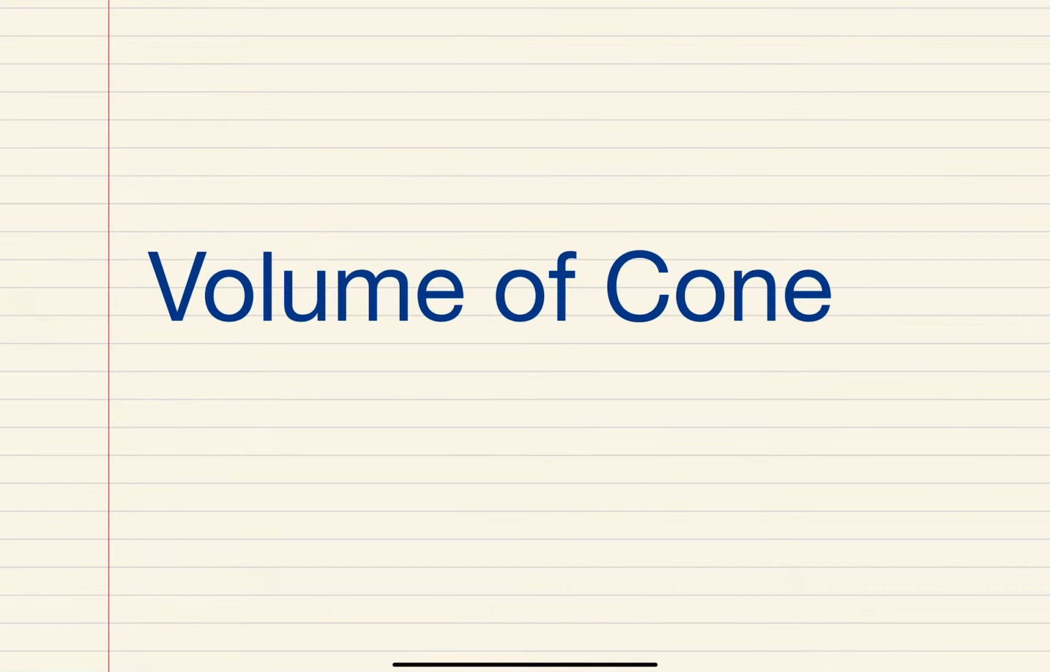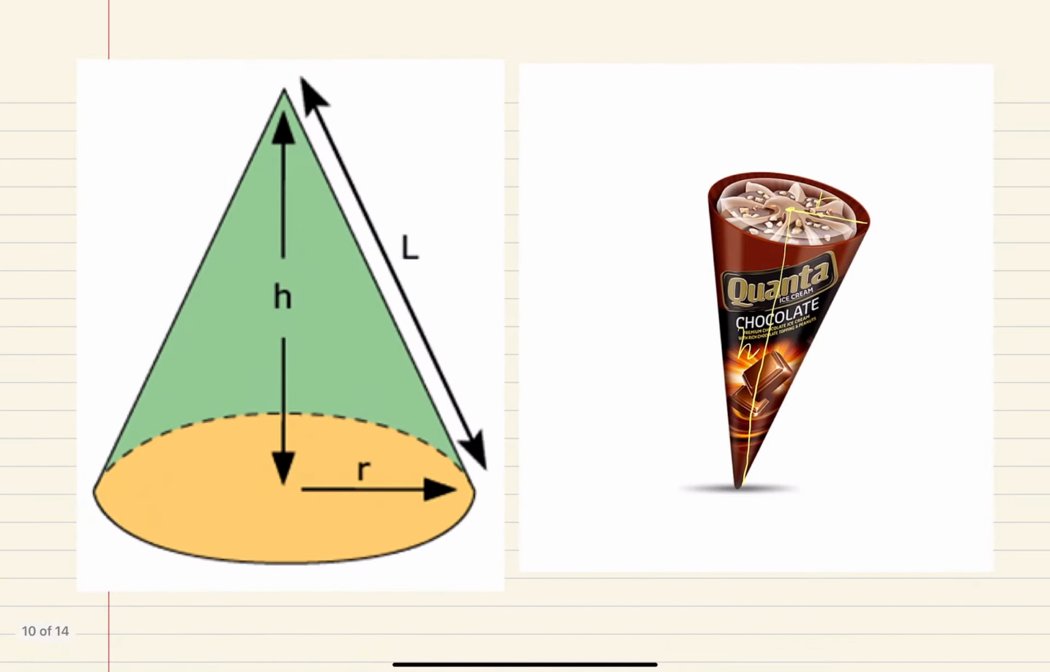Volume of cone. Before explaining about volume of cone, let's see the figure of cone. So this is how a cone looks like, and for finding the volume we need two things: the vertical height and the radius. We are not checking the slant height, so we don't need this.